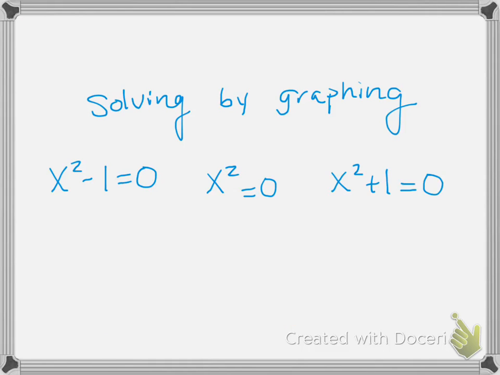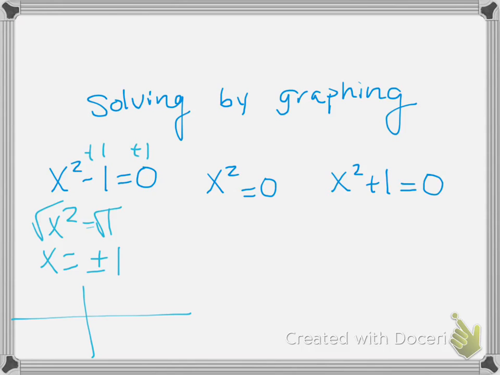Okay, so if I'm trying to solve by graphing for this one, I could plug in a couple points, or I could just add 1 to both sides and get x squared equals 1, and square root. So x equals, whenever we square root when we're solving, we're going to get two different answers. We're going to get plus or minus the square root of 1, which is 1. Okay, so that's where it crosses my x-axis.